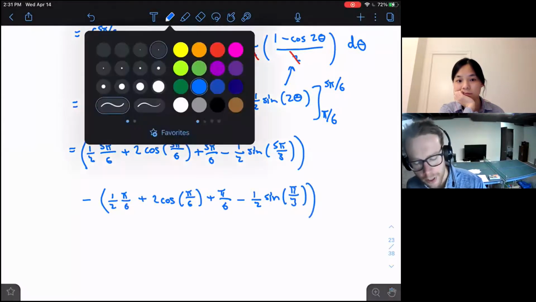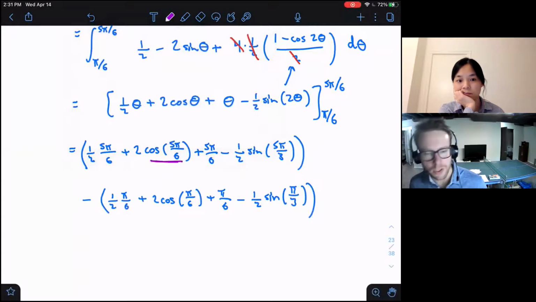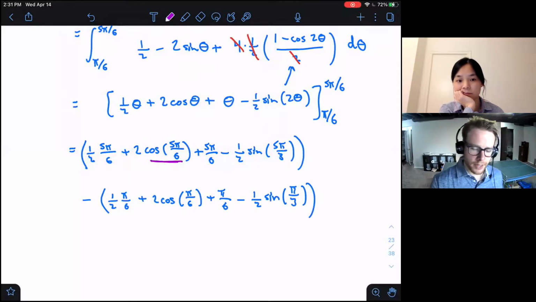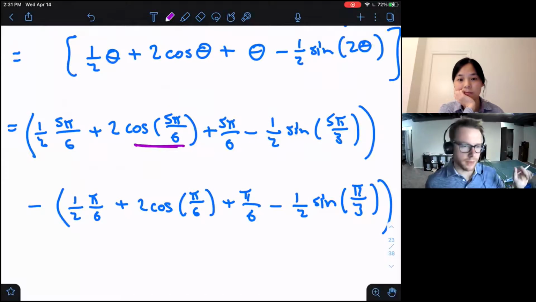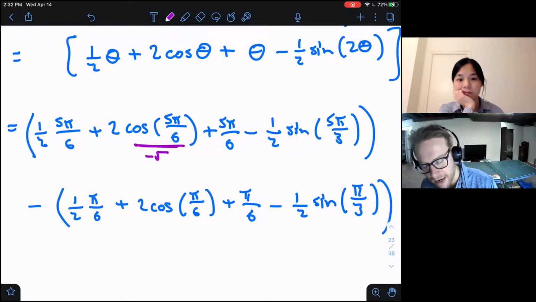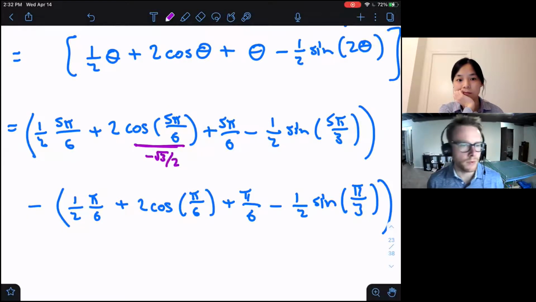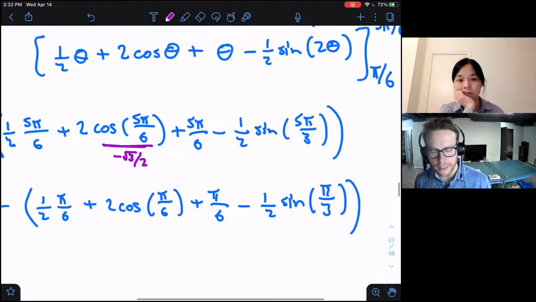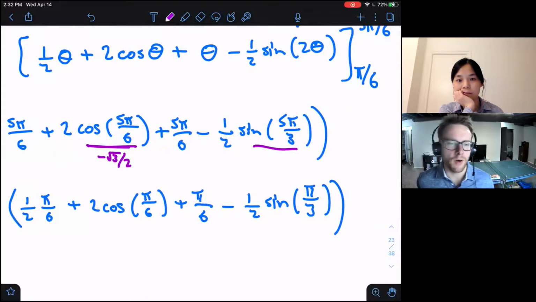And now I'm just going to go through and make little side notes on what we're going to be substituting in here, right? Cosine of 5 pi over 6, we're on the left-hand side here. This is going to be negative root 3 over 2. Let's see, sine of 5 pi over 3.